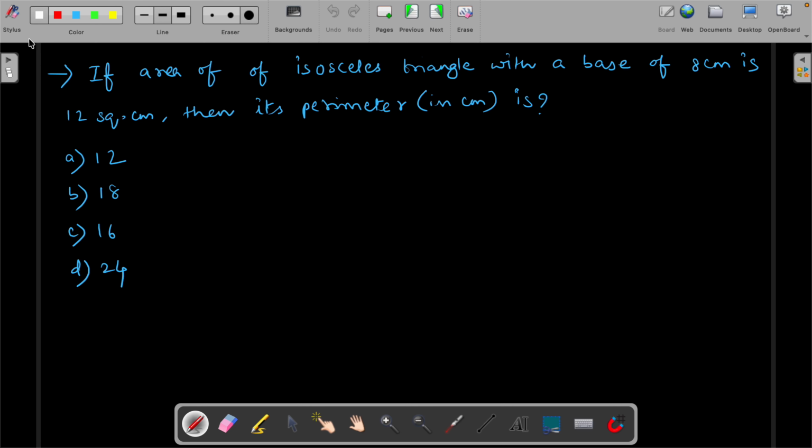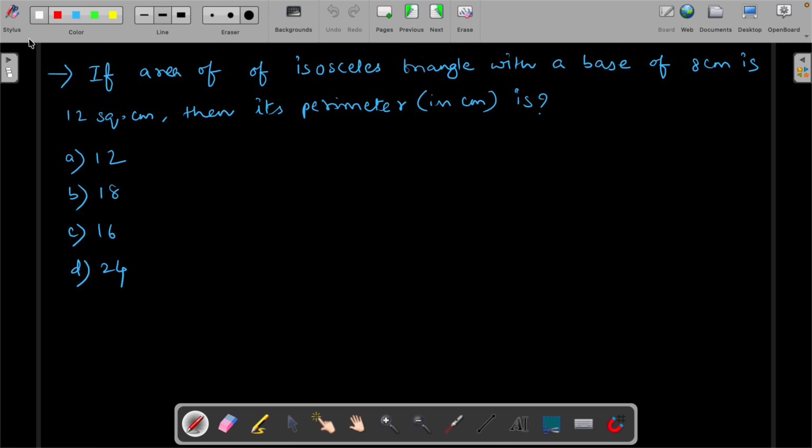Let us see one more TET question. If the area of an isosceles triangle with a base of 8 centimeters is 12 square centimeters, then its perimeter is? So they have given the area of the isosceles triangle. We need to find out its perimeter.